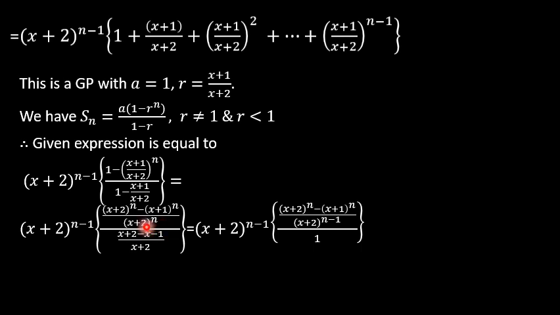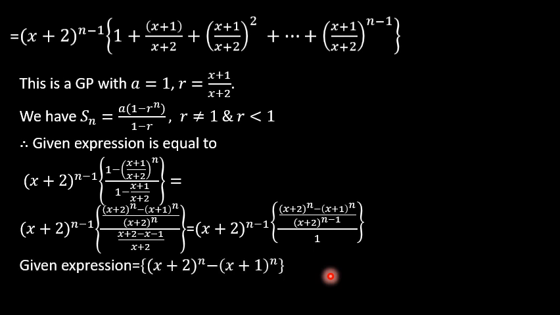we get (x+2)^n minus (x+1)^n divided by (x+2)^(n-1), that is (x+2)^n by (x+2) is nothing but (x+2)^(n-1). A to the power of m by a to the power of n is a to the power of m minus n.